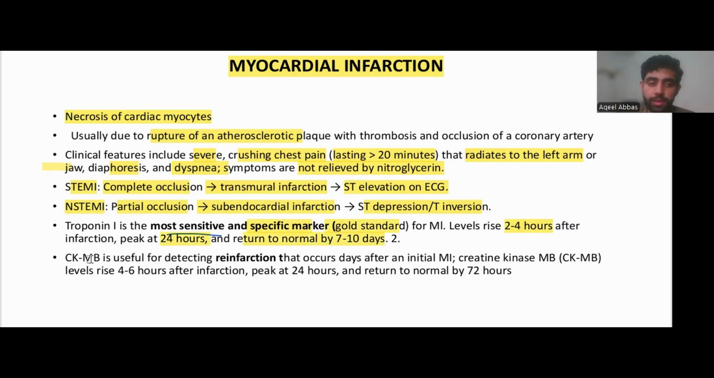Another enzyme is CK-MB, and it is useful in detection of reinfarction. So if we see here, it returns back to normal in 72 hours. So if there is still pain after like 80 hours, and we want to see if it was a reinfarction or if the primary event is still causing the pain, we have to look for the CK-MB. Because troponin I would still be elevated as it returns back to normal in 7 to 8 days, but CK-MB would have reduced to zero or very low levels after 72 hours. So if it is still high after 80 hours, it means that there has been a reinfarction.